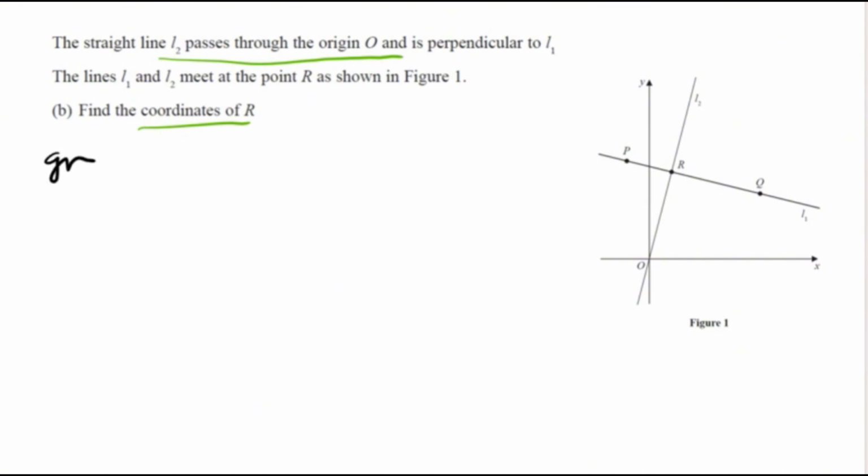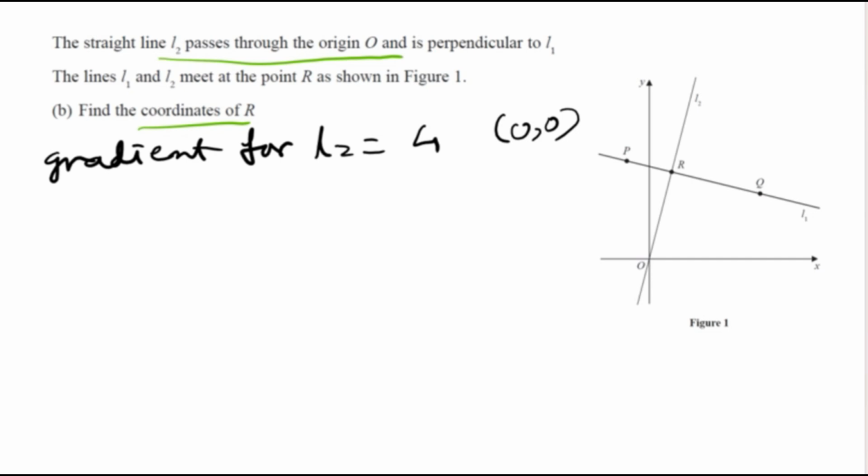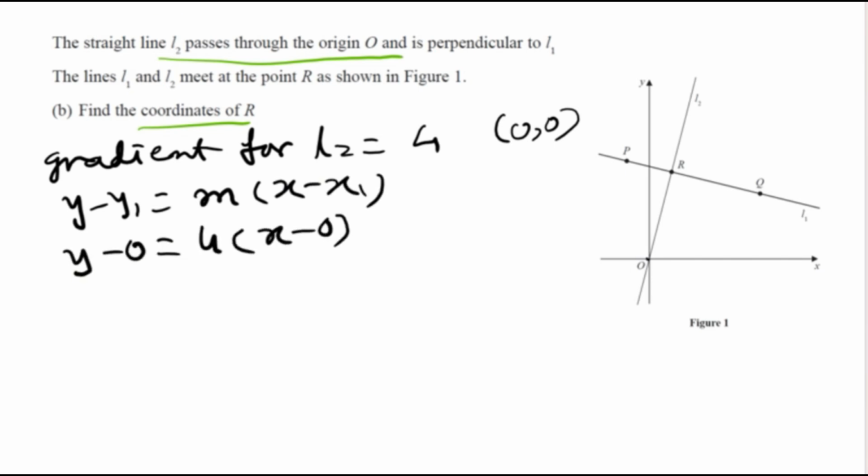We use the gradient here, which is minus 1 over 4, right? So the gradient for L2 is equal to 4, because the reciprocal and inverse of minus 1 over 4 is 4. And the coordinate which I know is 0, 0, because they are telling us it's passing through the origin. So y minus y1 is equal to m into x minus x1. Now y minus 0 equals 4 into x minus 0, so y is equal to 4x. This is my equation of line L2.